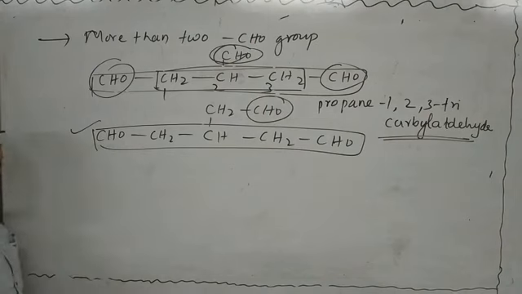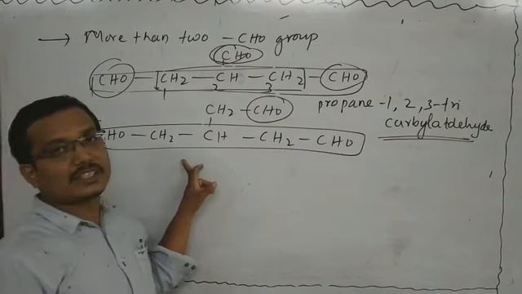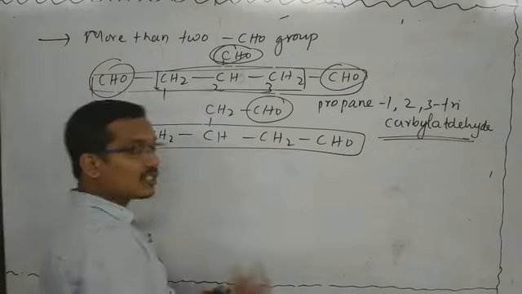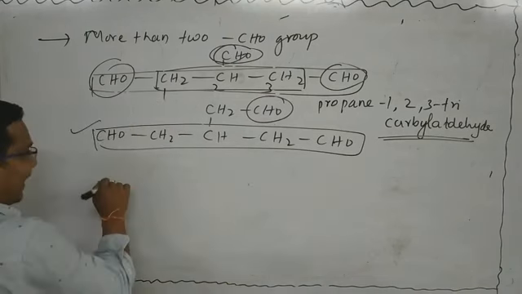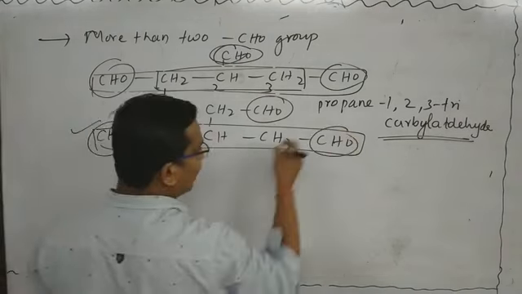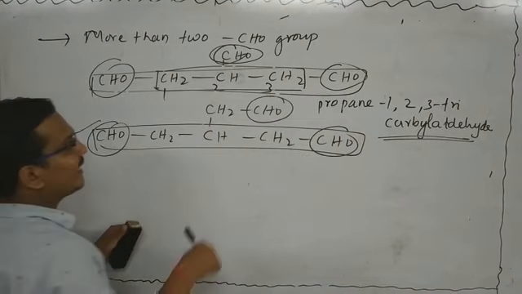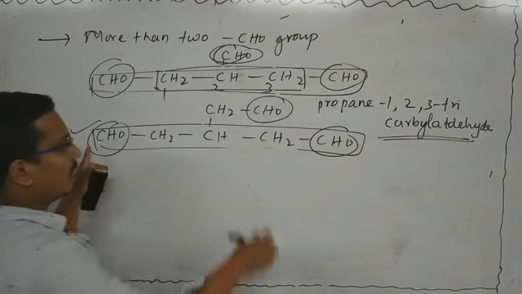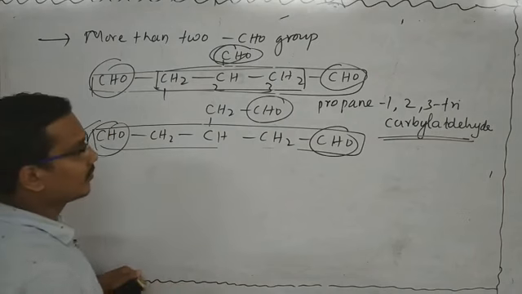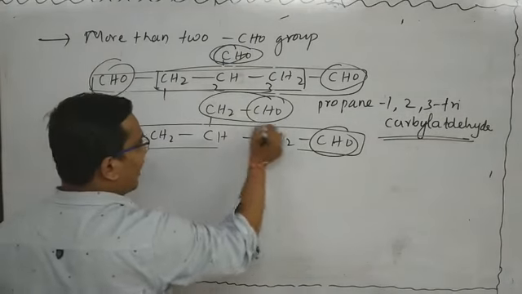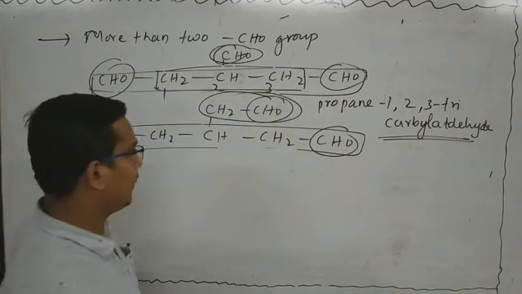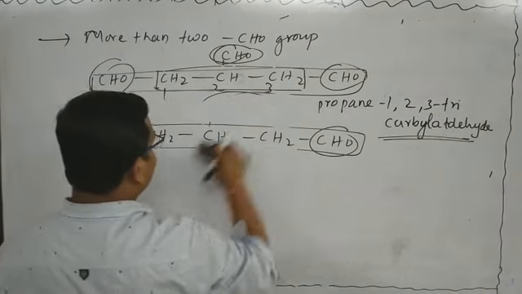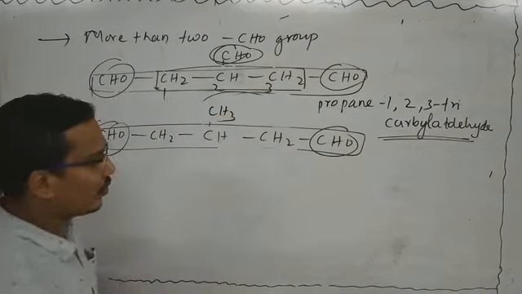Suppose you want to give a name to this type of compound, then what will be the rule? For naming such a compound, we can take these 2 CHO in the long chain, but we cannot take this long chain with this long chain carbon. This part is totally treated as the side chain. And what will be the name of this side chain? Suppose there is a CH3 present, then it is said to be what? Methyl.